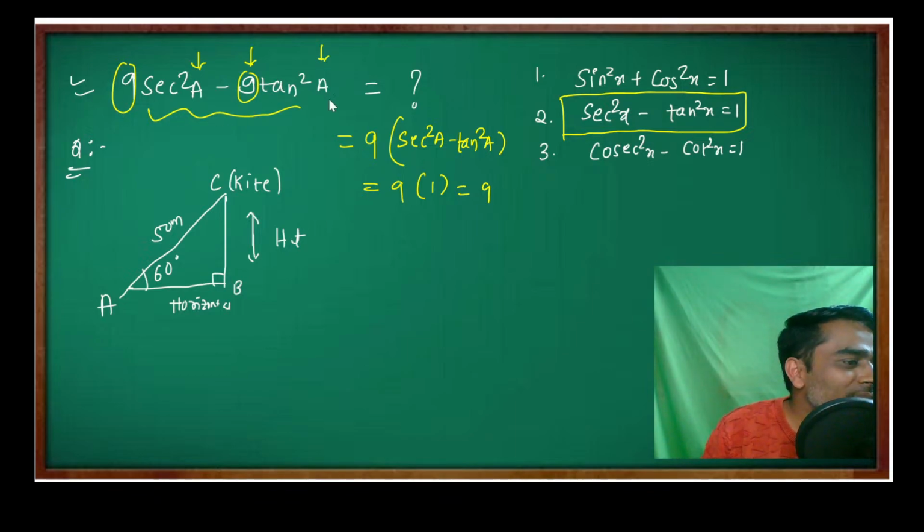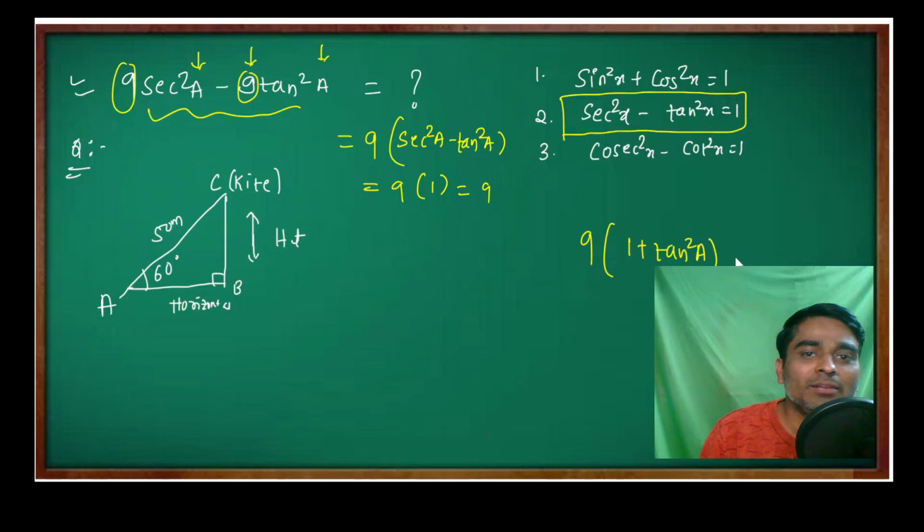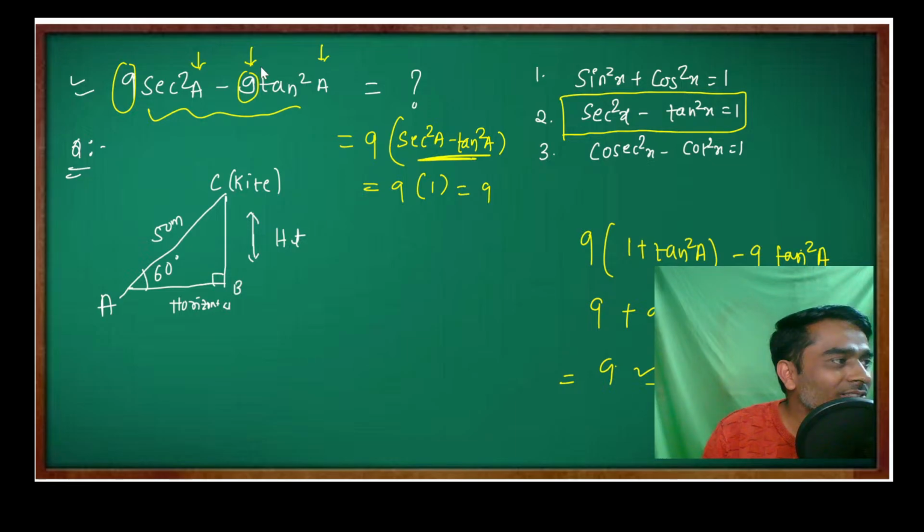Okay, Suhas has done something different. 9 into 1 plus... okay, I got to know what you have done. So 9 into secant square a, you are writing 1 plus tan square a, then minus 9 tan square a. Then you will multiply this: 9 into 1, then 9 tan square a, and here minus 9 tan square a. You will cancel these two, then 9 you are remaining with. Okay, that is also fine. But the easiest is this: take 9 common and write 1 here. Very good. Whatever way you do it, finally you should get the answer.